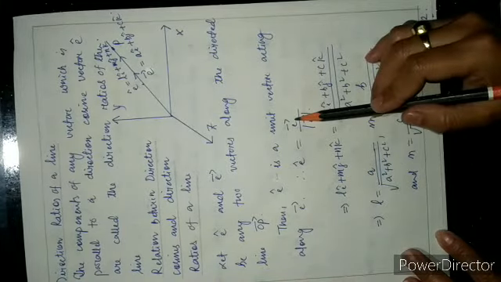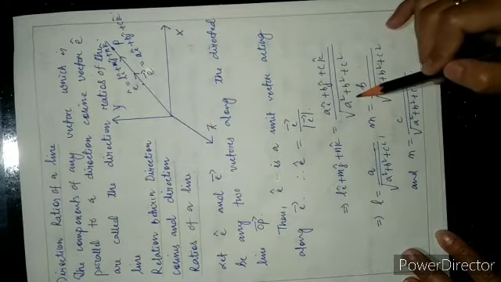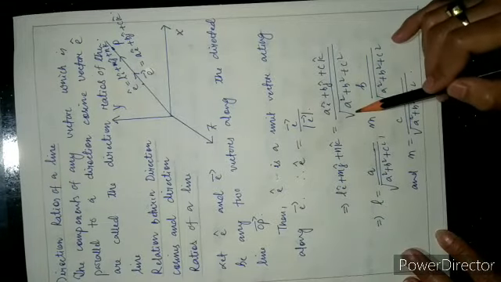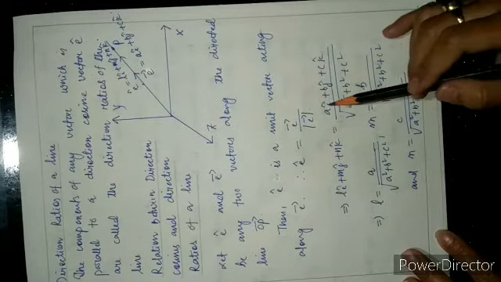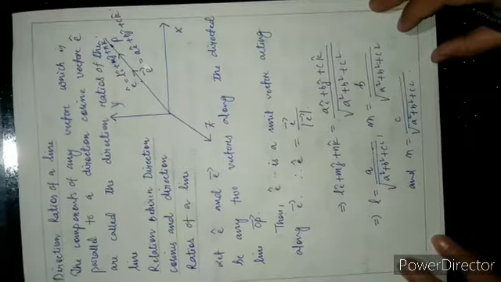Then write this E vector a i cap plus b j cap plus c k cap divided by find the magnitude of E vector. E vector gidi root over a square plus b square plus c square, where a, b, c are the components of this E vector. E vector sigi component ngaktani ko.